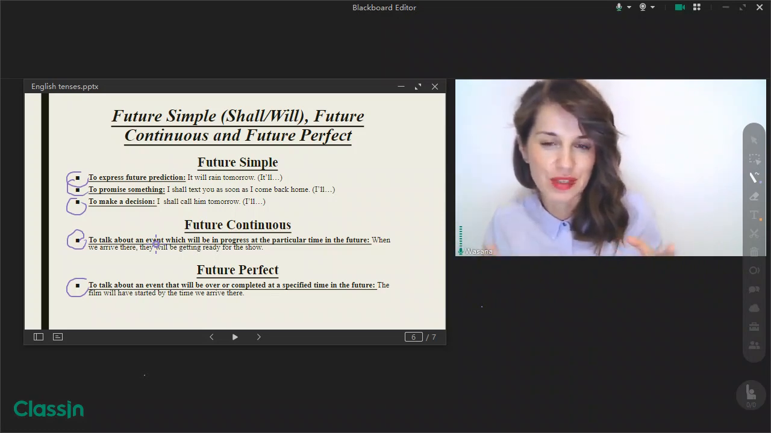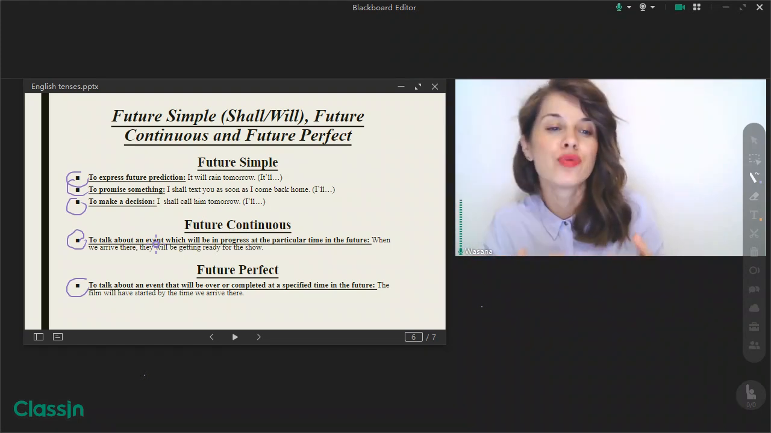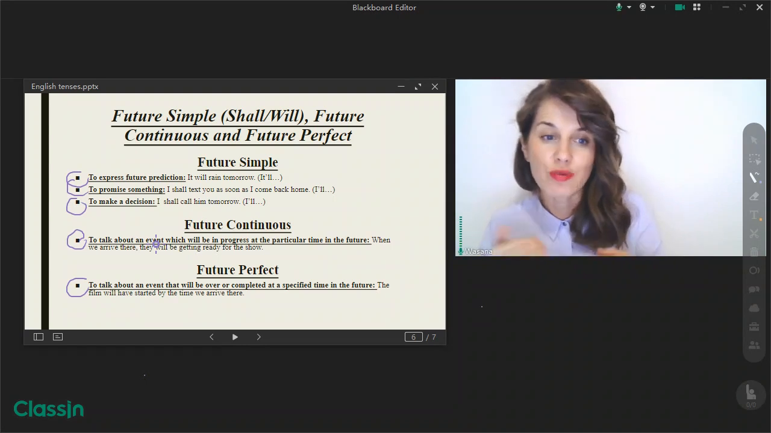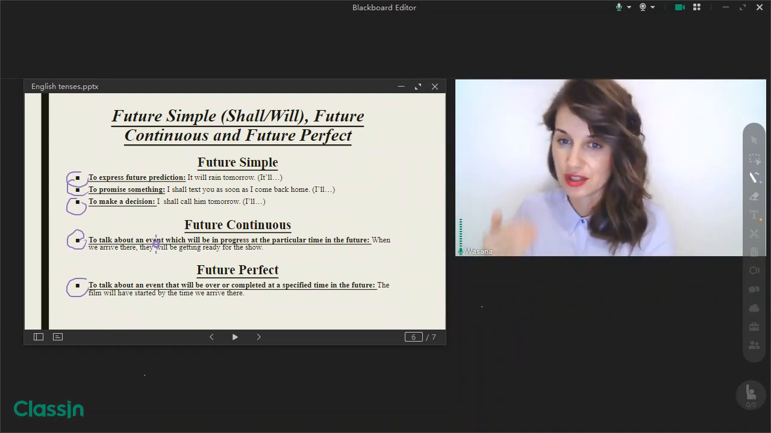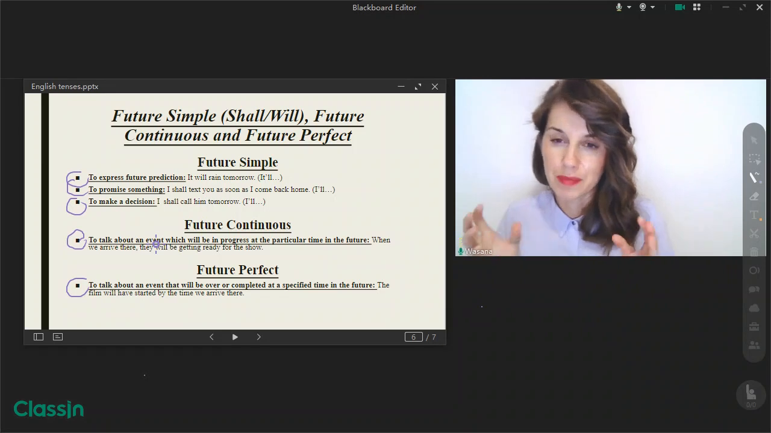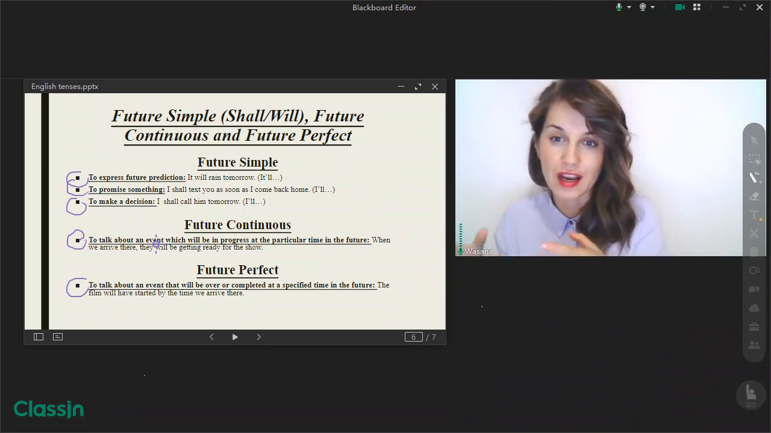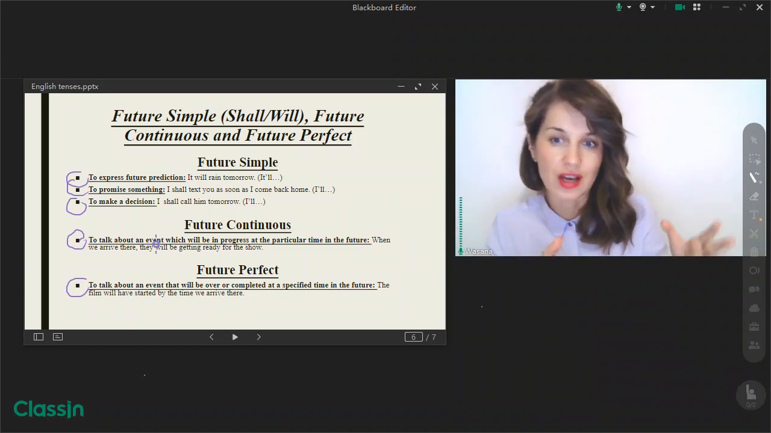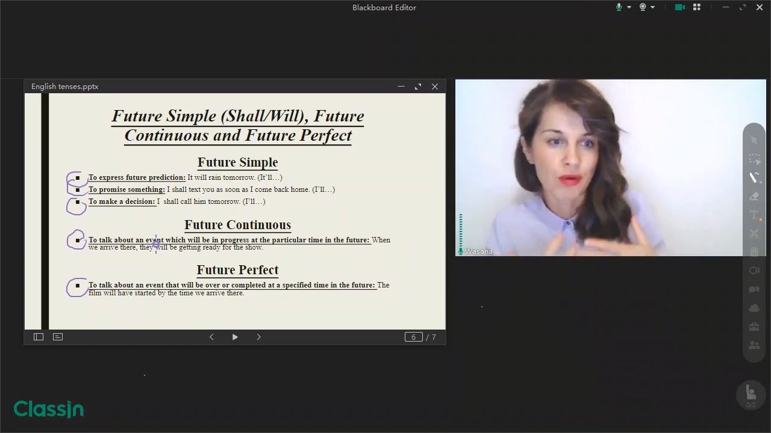Or for instance, we can say, when you come back from school, I will be preparing a delicious lunch for you. So this lunch preparation, this future action, will happen when some child comes back home from school, at that specific moment.